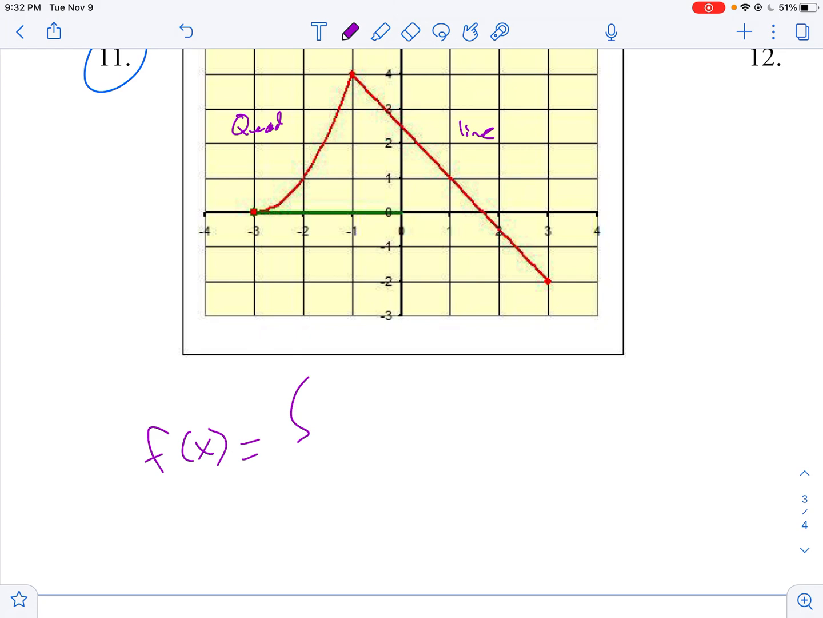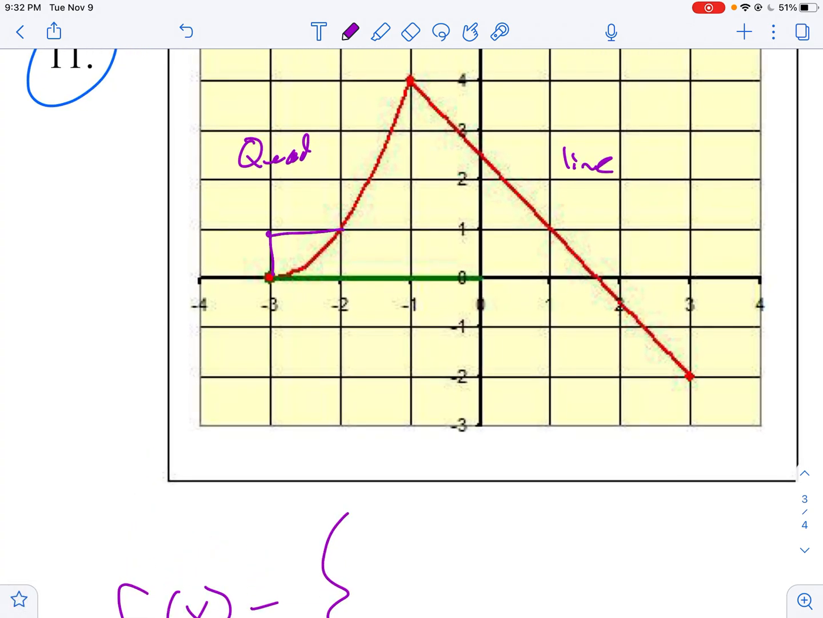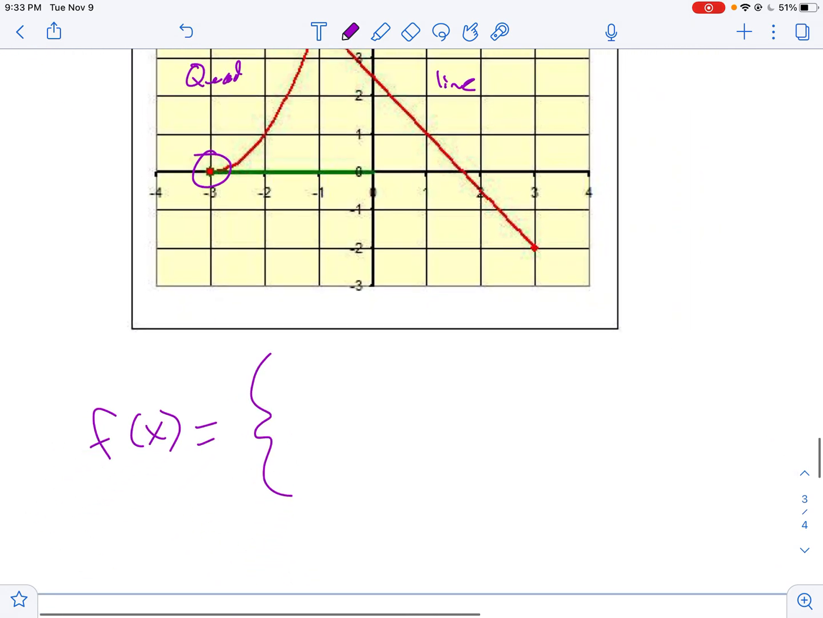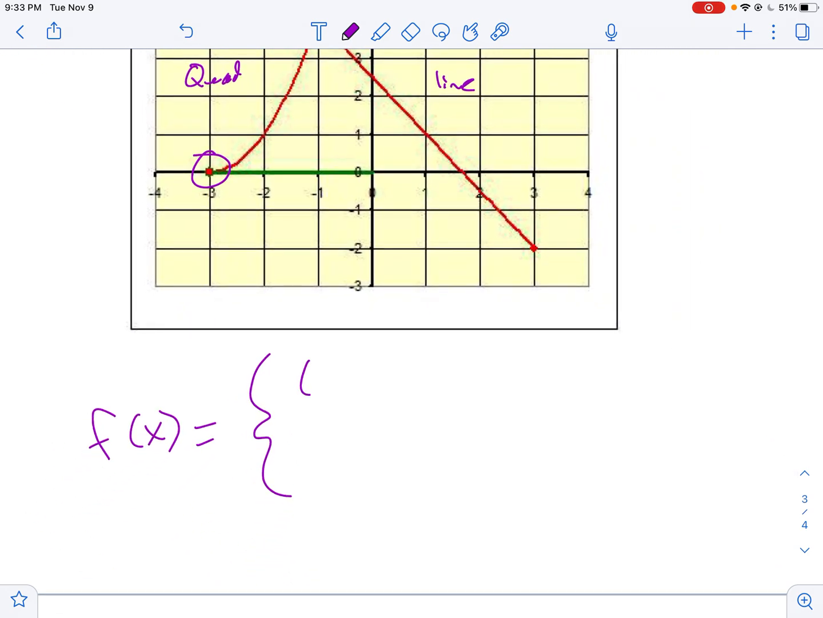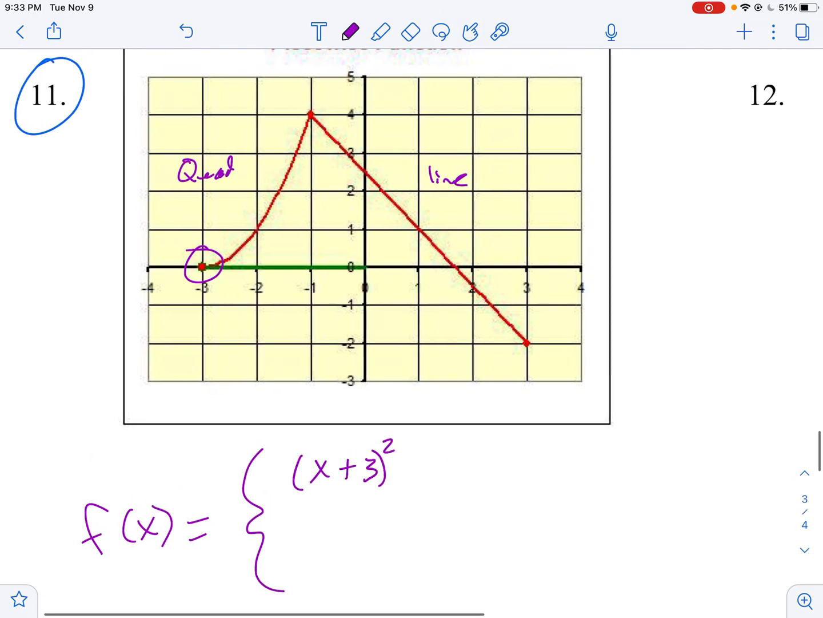f of x equals, and you can do this squiggle bracket thing. And let's do the quadratic part. I can see that this goes up 1 and up 3. So it lets me know that this is my vertex. So if I want to write out where my vertex is at -3, 0, I need to take x, and I move it left 3, and that's by adding 3 inside the squared part. And since it didn't go up or down at all, I'm not going to have a plus number here. You don't need that because it's just on the x-axis. So here's my first one.